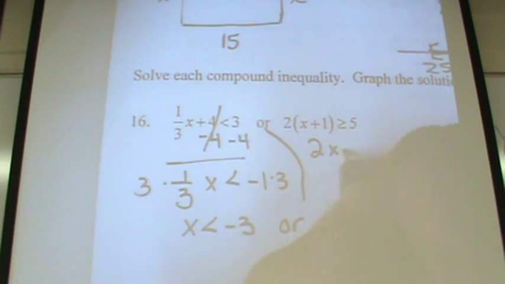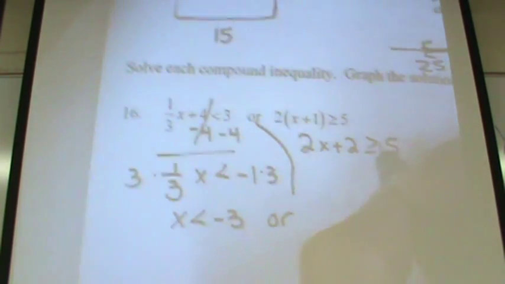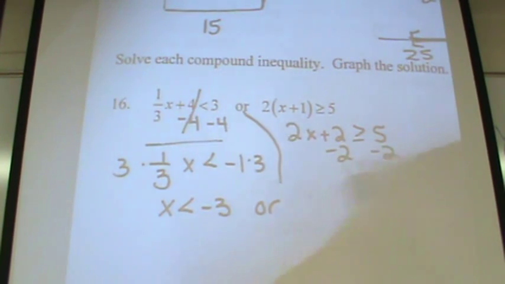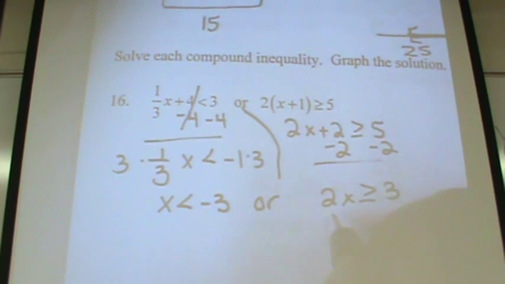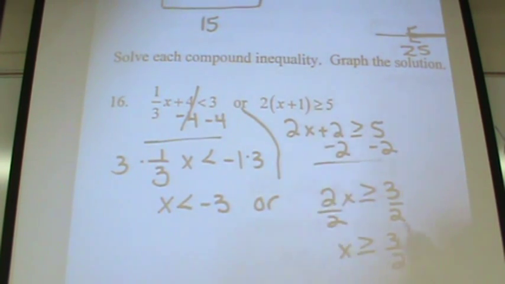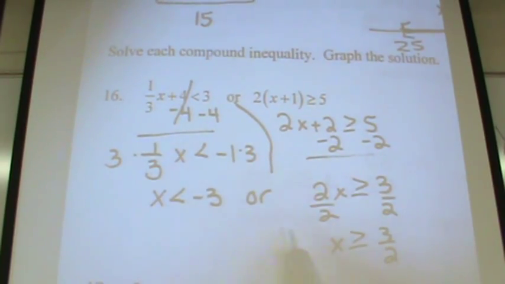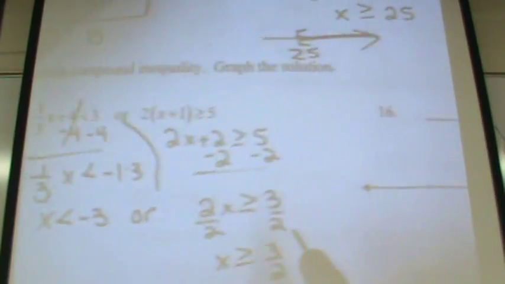And we have 2x plus 2 is greater than or equal to 5. Subtract 2. 2x is greater than or equal to 3. Divide by 2. X is greater than or equal to 3/2. So here is part of the answer. X is less than -3.